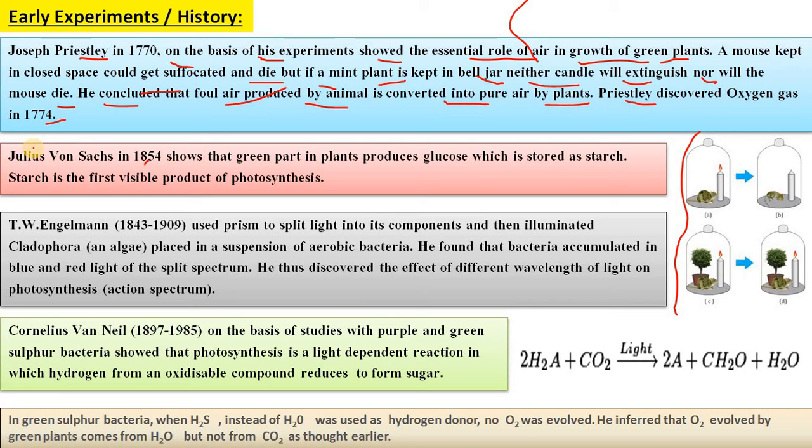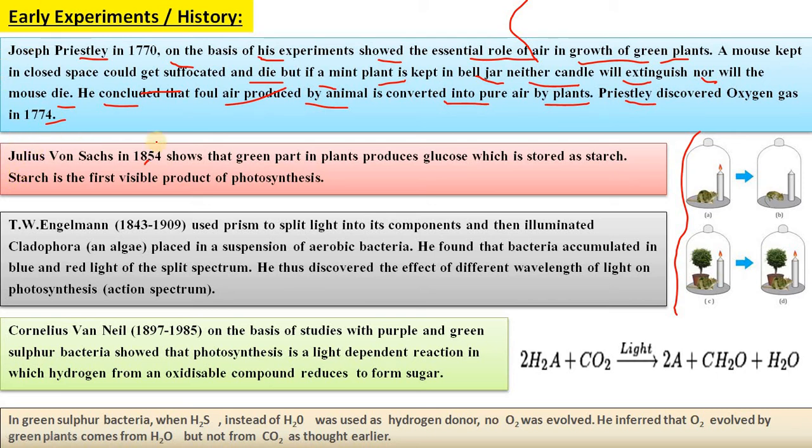His experiment was an elegant experiment with an aquatic plant. It showed that in bright sunlight, small bubbles were formed around the green plants, while in the dark they did not. Later he identified these bubbles to be oxygen. Hence he showed that it is only the green parts of the plants that can release oxygen.